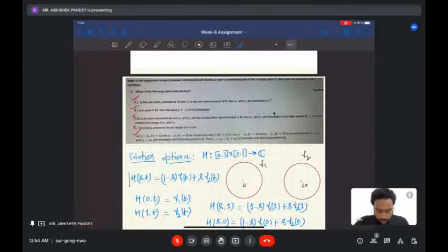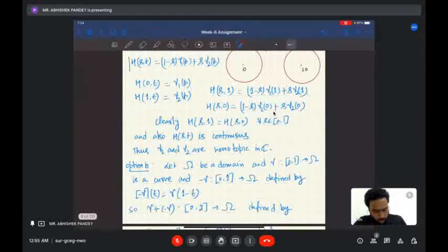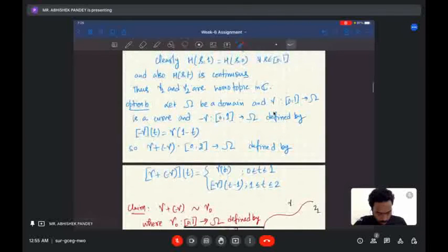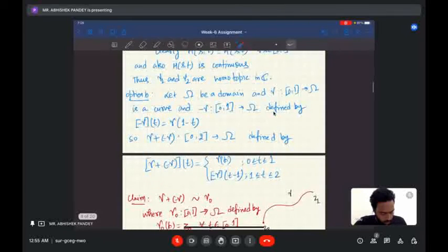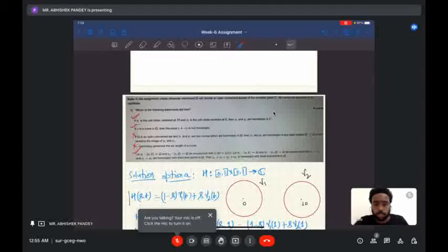Now the second option: if gamma is a curve in omega, then gamma plus minus gamma is null homotopic. So basically, this is your curve gamma, and minus gamma will just trace it back. Intuitively you can say that this is going to be homotopic to z naught. So gamma plus minus gamma is homotopic to z naught, where the curve gamma starts.